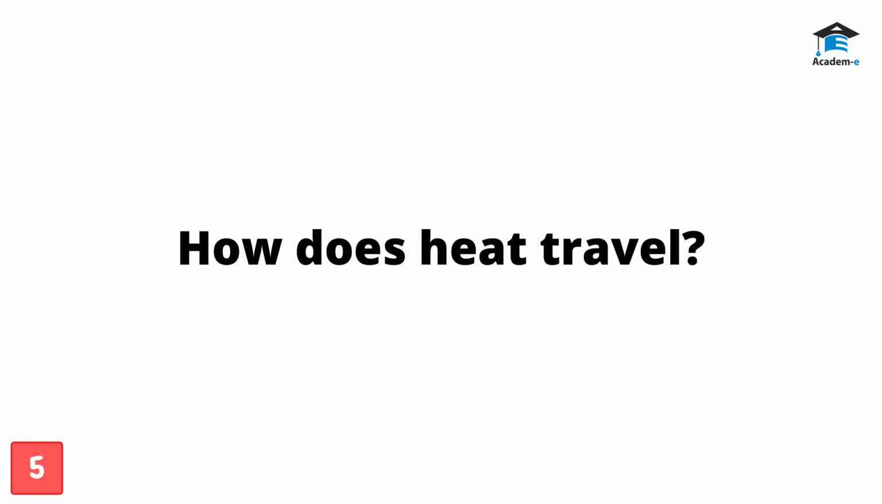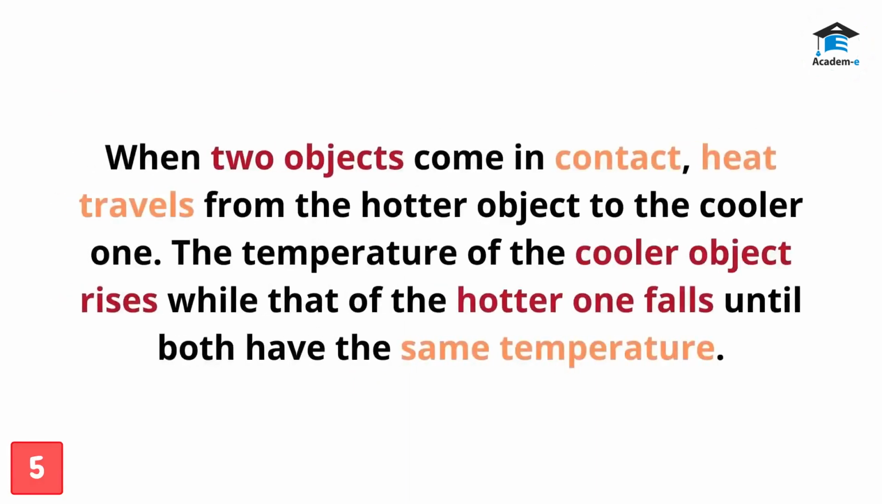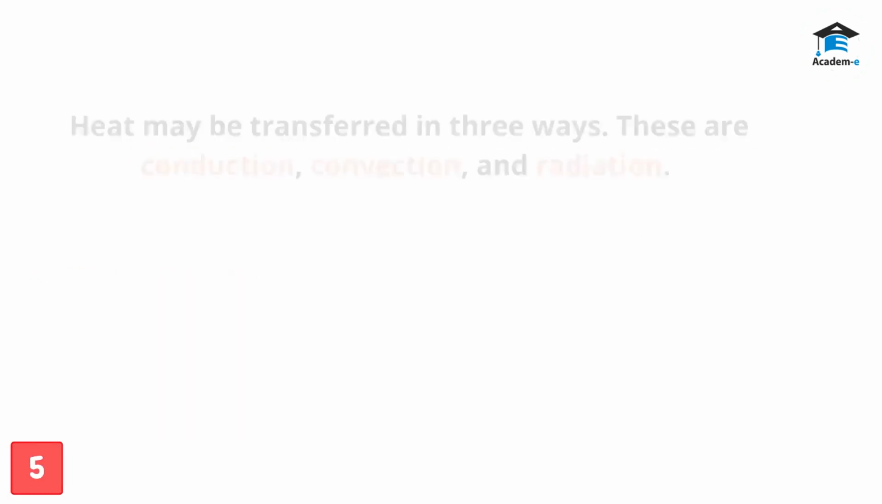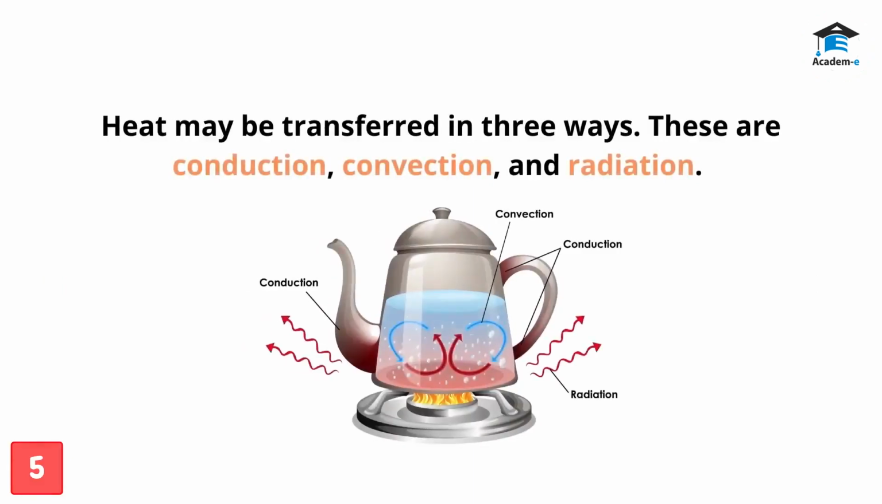How does heat travel? When two objects come in contact, heat travels from the hotter object to the cooler one. The temperature of the cooler object rises while that of the hotter one falls until both have the same temperature. Temperature is the degree of hotness or coldness of a body. Thermometer is the instrument used to measure the temperature of a body. Heat may be transferred in three ways. These are conduction, convection, and radiation.